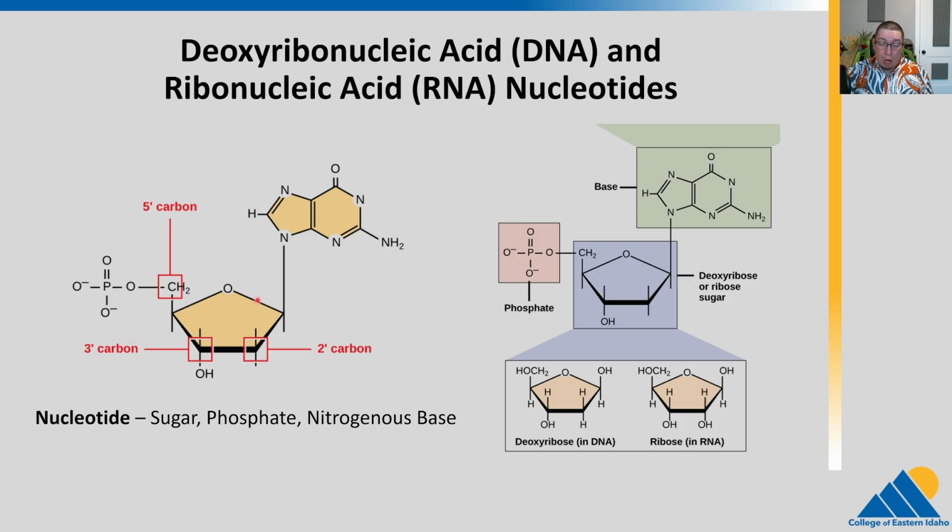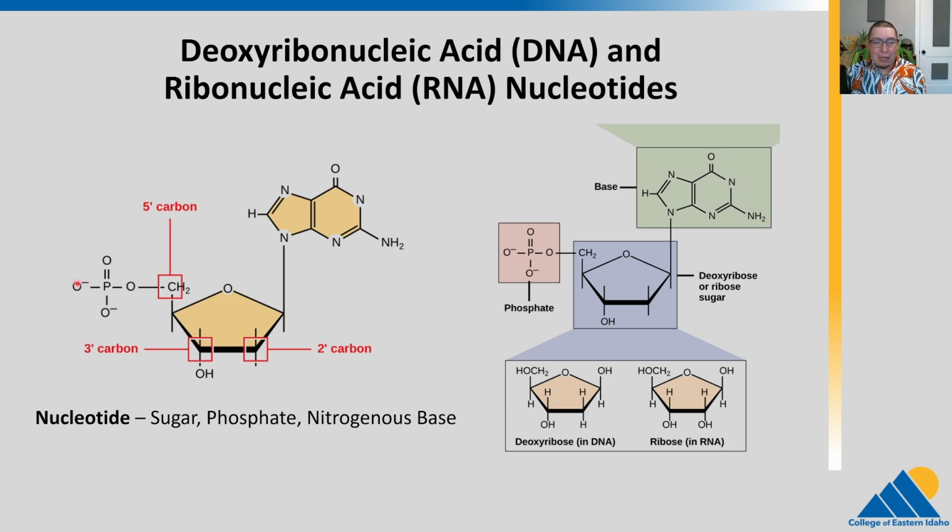What are these polymers made up of? Well, deoxyribonucleic acid, DNA, has nucleotides with the sugar deoxyribose in it. Ribonucleic acid, RNA, has ribose in its nucleotides. A nucleotide is our monomer that makes up our nucleic acid. We have three parts to these. We have the sugar, that's either deoxyribose or ribose. We have the phosphate group.